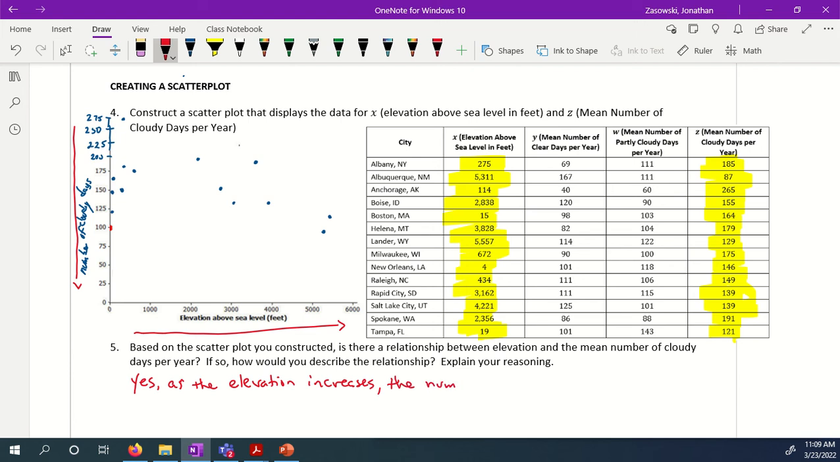And then as the elevation increases, kind of what we said before, the number of cloudy days, and we say tends because it doesn't mean it has to, tends to decrease. C-R-E-A-S-E. There we go.